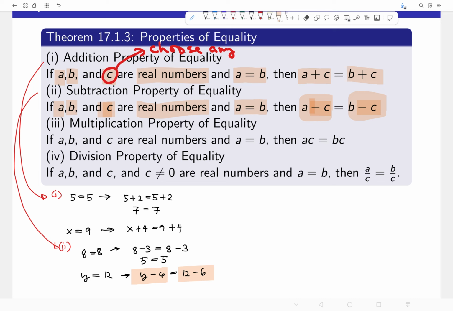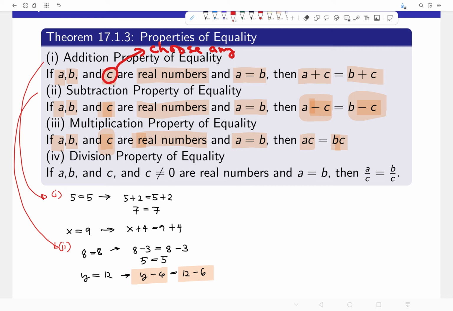For 3i, this is called the multiplication property of equality. Now, it's just the same. If a, b, and c are real numbers, and assume also that a is equal to b, then if you multiply both sides of the equation by c, a times c will always be equal to b times c.